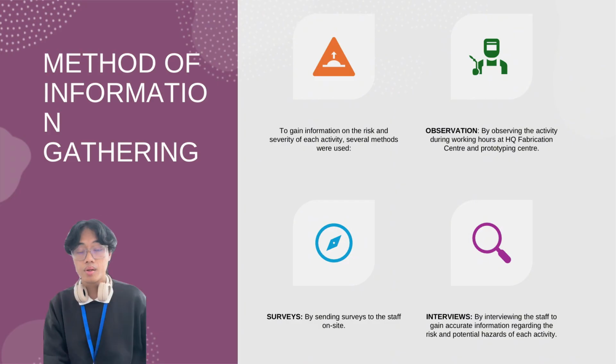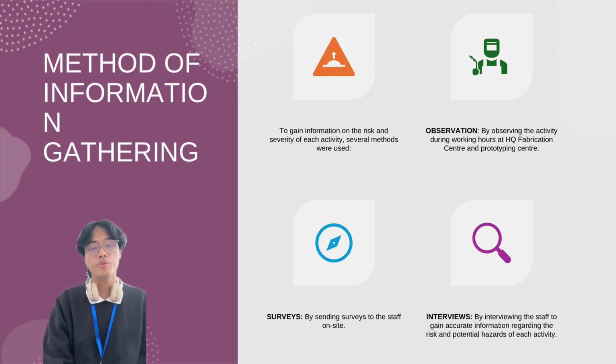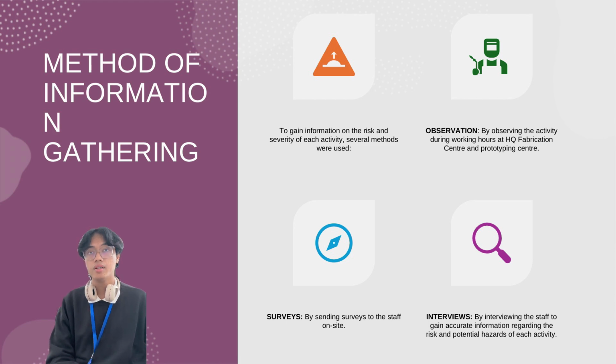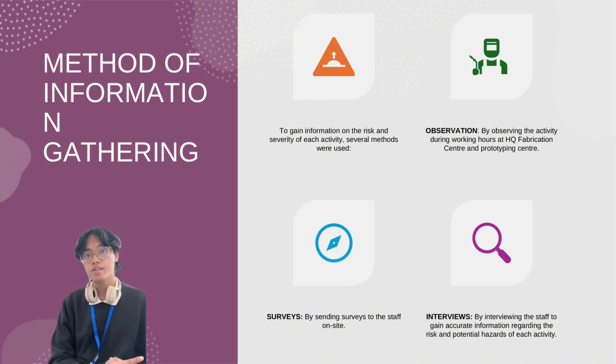Let's move on. To gain the information about the risk and the severity, I use a few methods. One of them is observation. To observe this, I have to do a site visit to the nearest branches near me, which are Autoville and HQ at iTech Tower. I am located at iTech Tower, so I decided to see what risks are there.